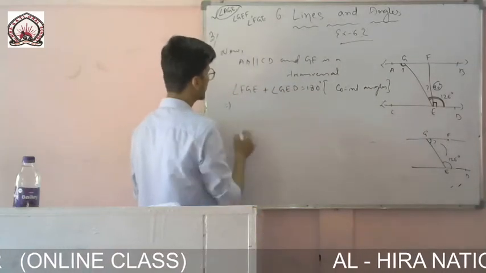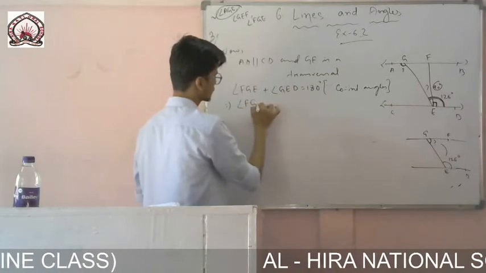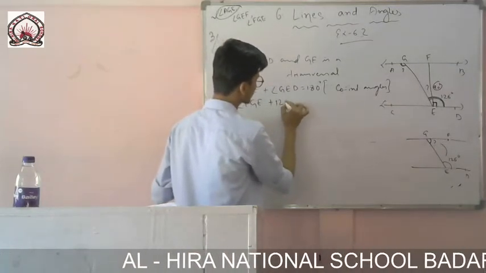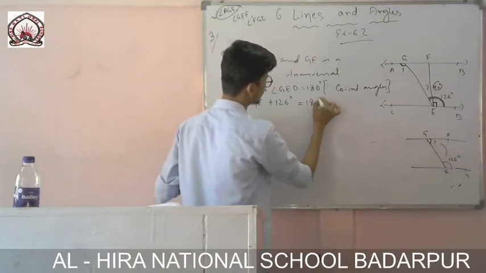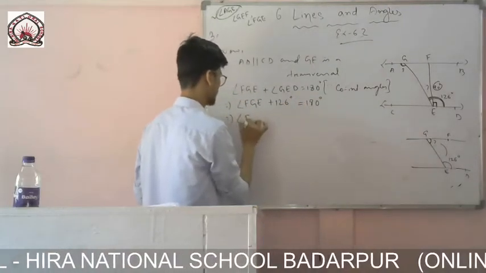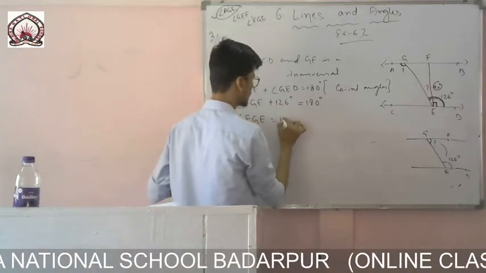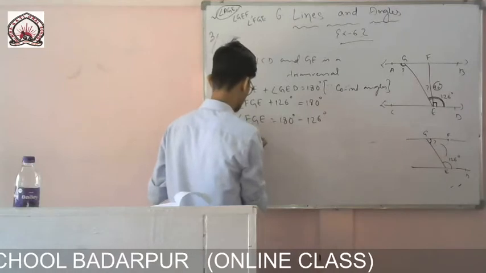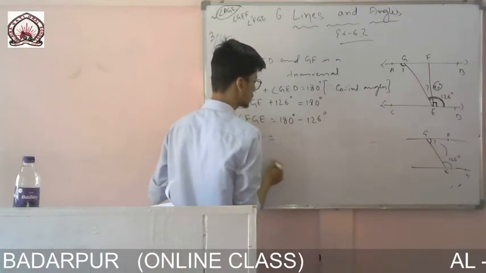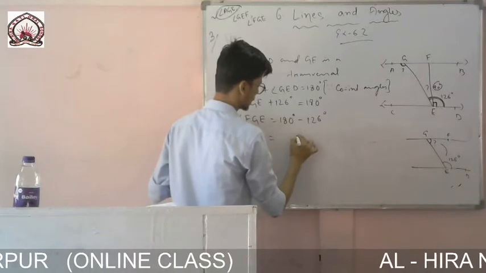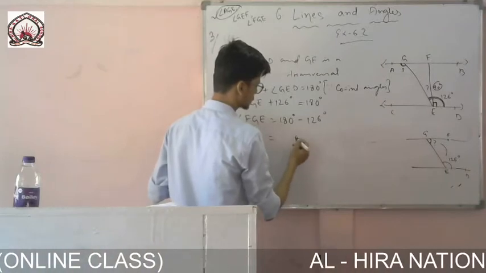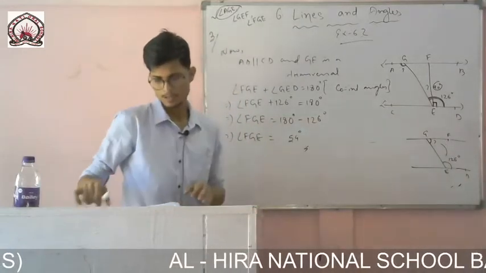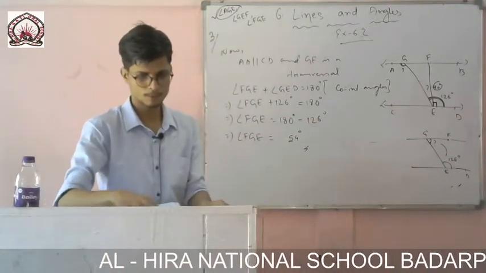So FGE, I have to find. So I will write it the same. GED value is given, 126, equals 180. FGE is equal to 180 degrees minus 126 degrees. FGE is equal to 54 degrees. So the value is 54 degrees.